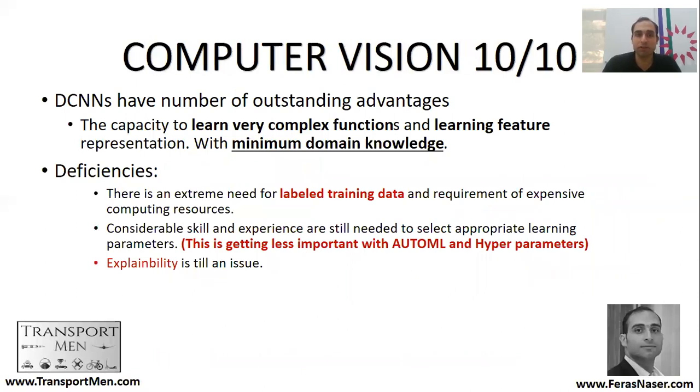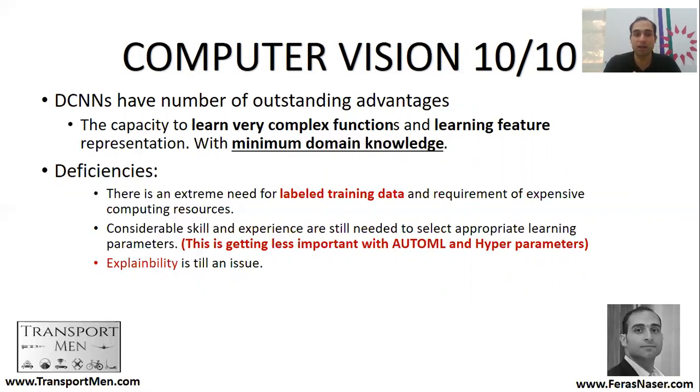For deep convolutional neural networks, there are several advantages, and one of the advantages is being able to learn very complex functions and learn features with minimum domain knowledge. But there are some deficiencies. Let me talk about these deficiencies because they are highly associated with the application of object detection models within the railway environment.